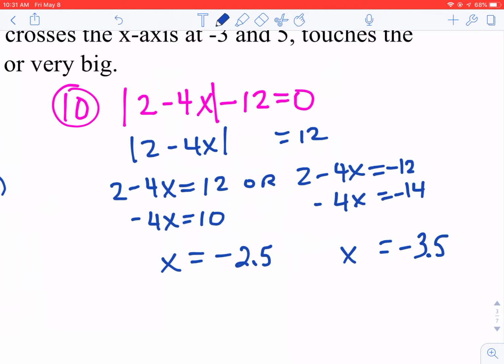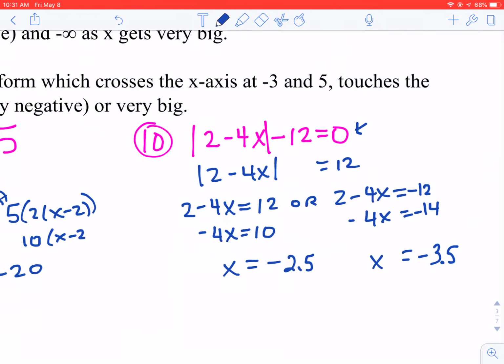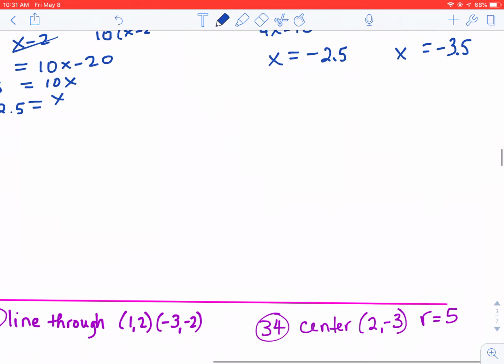Alright, so now you have to check to make sure you get 0, and I'm pretty sure both of these equal 0. You especially need to check when this side is an x. We don't have any x's over there, so I'm pretty sure both will work.